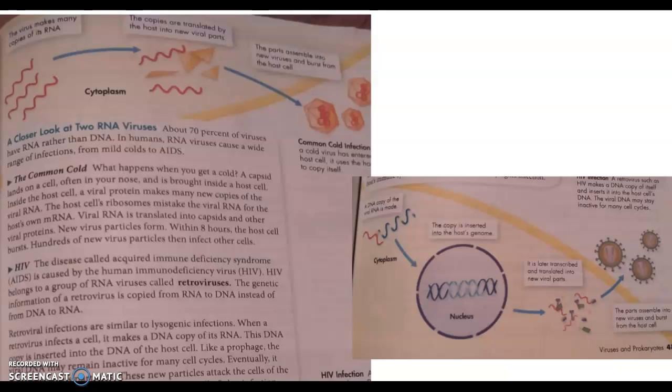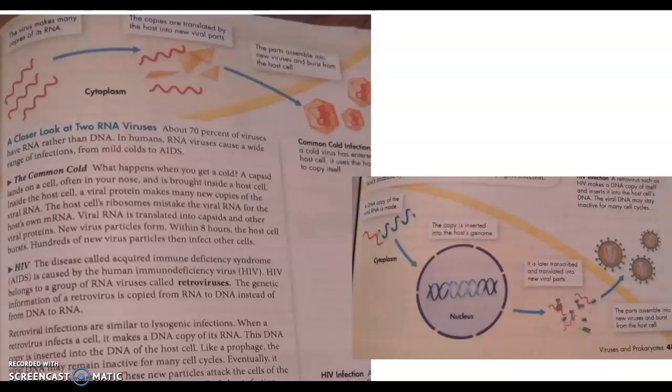HIV. The disease called Acquired Immune Deficiency Syndrome, AIDS, is caused by the human immunodeficiency virus, HIV. HIV belongs to a group of RNA viruses called retroviruses. The genetic information of the retrovirus is copied from RNA to DNA instead of from DNA to RNA. Retroviral infections are similar to lysogenic infections.